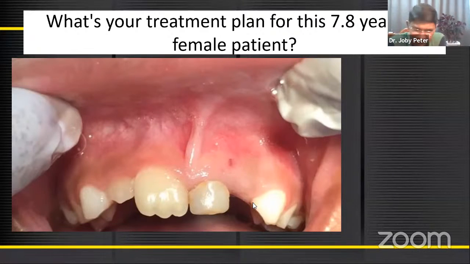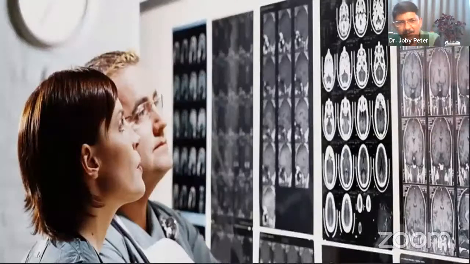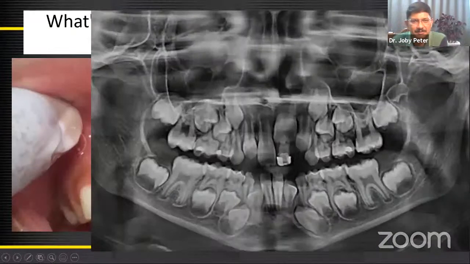I told them fine, the tooth has not come. The child is almost 8 years of age. It's about a year, one side tooth has come. I told them, take an OPG and come to me. I want to know whether the central is already present inside.